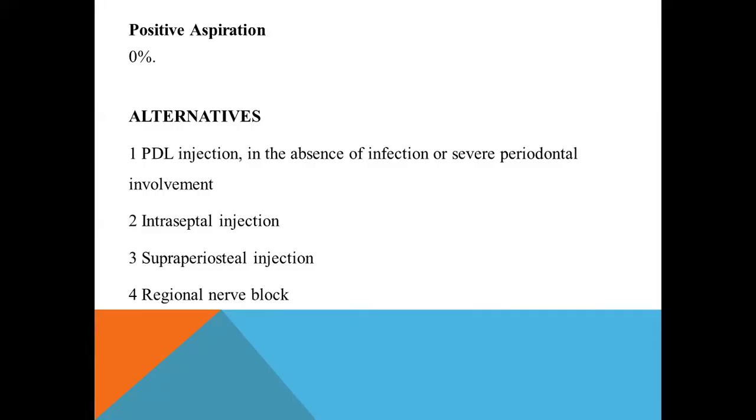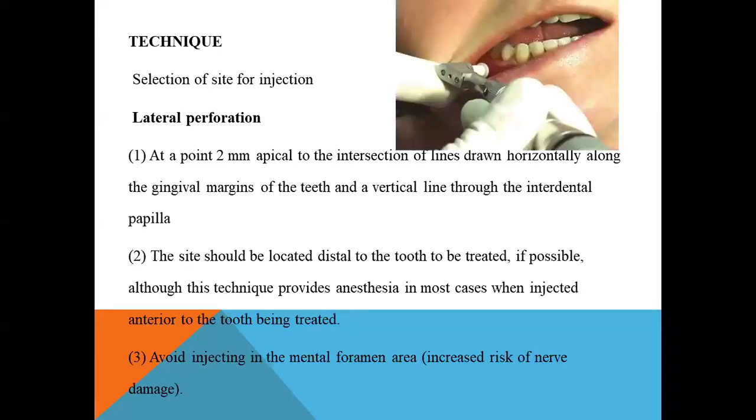Positive aspiration is 0%. Alternates: periodontal ligament injection in the absence of infection or severe periodontal involvement, intraseptal injection, supraperiosteal injection, or a regional nerve block.